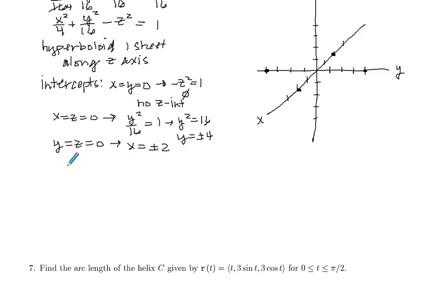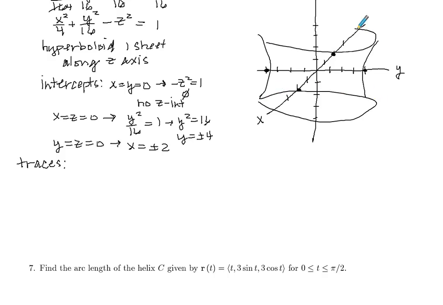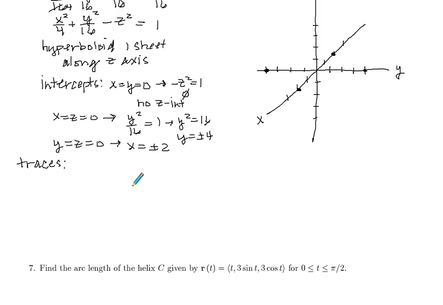And we want to see at least one trace in each direction. So let's look at some traces here. We know it's a hyperboloid of one sheet that comes along the z-axis. So we know it looks something like this. Okay, rough sketch, that's what it looks like. But we want to get those traces in there to get a little bit better idea.